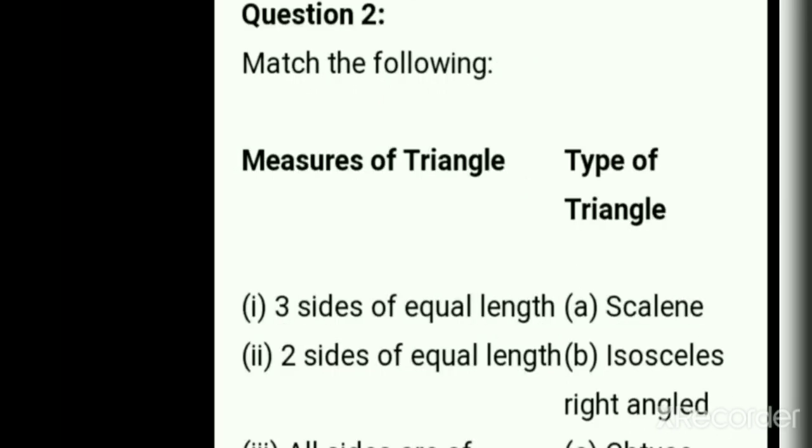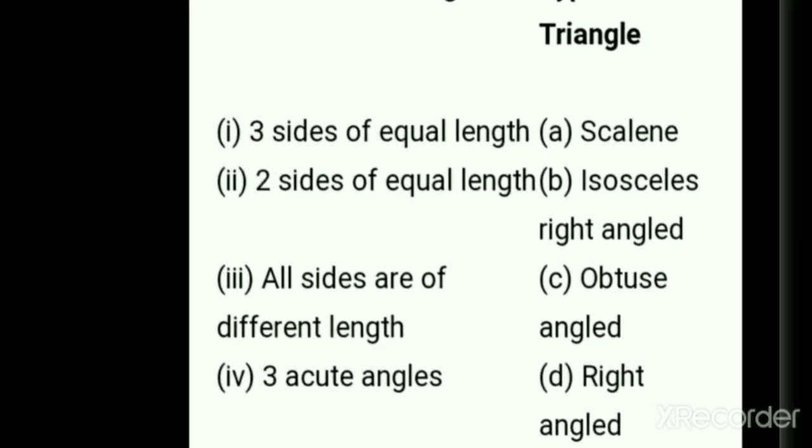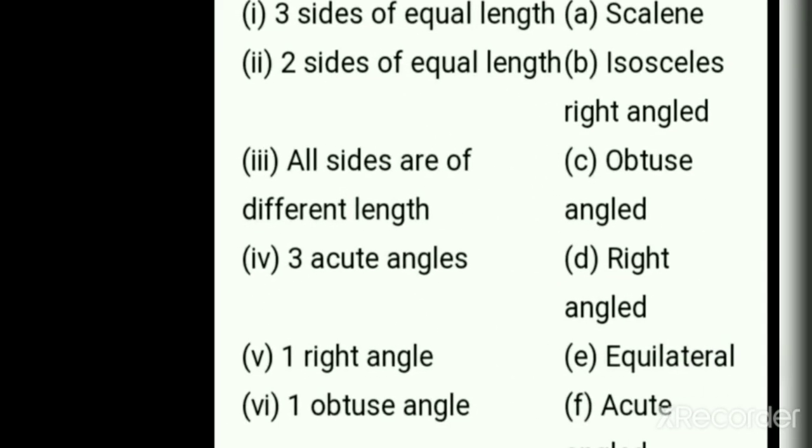Question number 2. Match the following. So on one side the measure of the triangle is given, and on the other side the type of the triangle is given. So we have to match them. Let us see the first question. Now we have three sides of equal length.